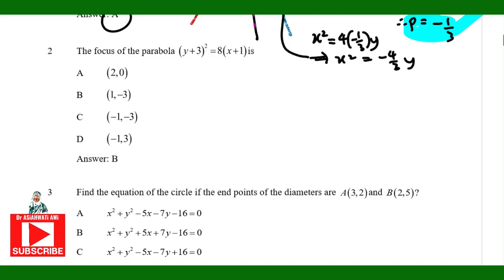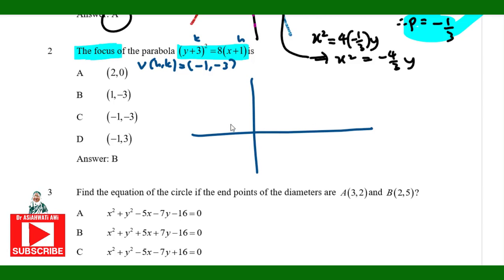For number 2, find the focus of the parabola given this equation. I take the info from the sketch. The vertex (h, k) is equal to (-1, -3). Let's make a simple sketch.